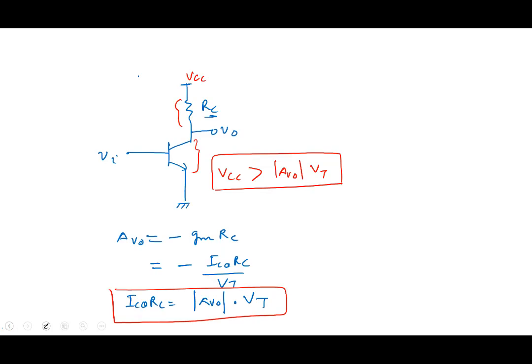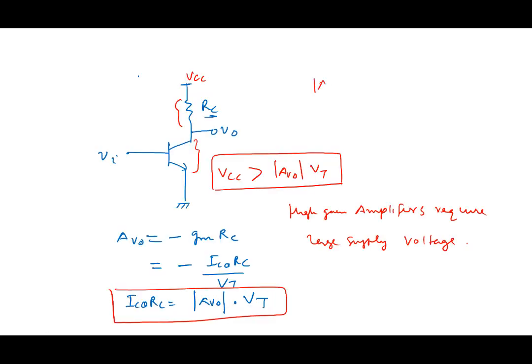High gain amplifiers require large supply voltage. Say you want to build a gain AV0 of 200. So the first term, 200 times 26 millivolt, becomes 5.2 volt. 200 requires 5.2 volt, plus you'll have to put something here for the swing.